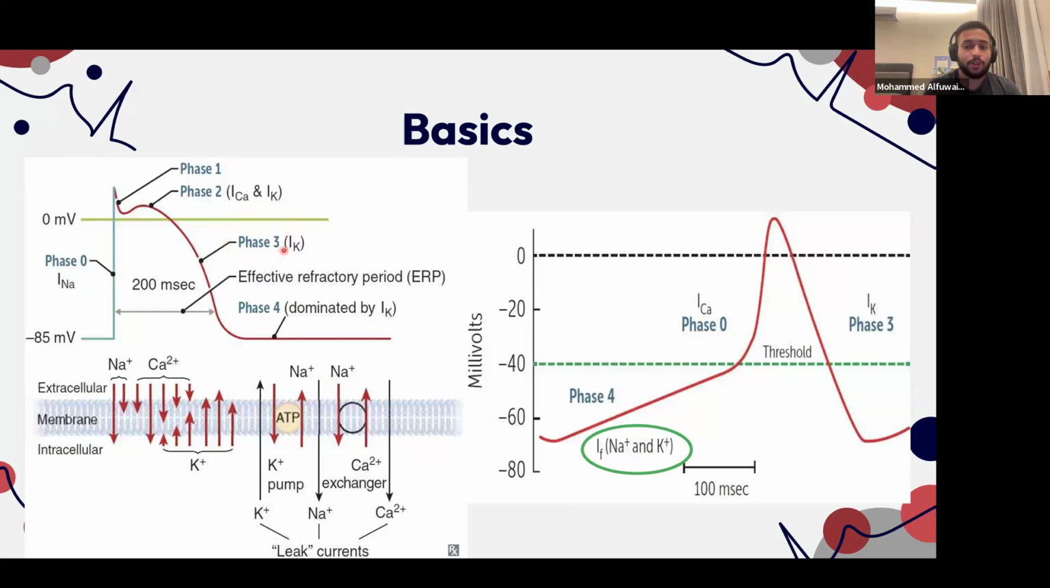Inhibition of phase 3 potassium channels is done by which class of antiarrhythmics? Class 3. Good. Okay, perfect. Inhibits this. Then phase 4, the resting membrane potential, is predominantly done by potassium channels.